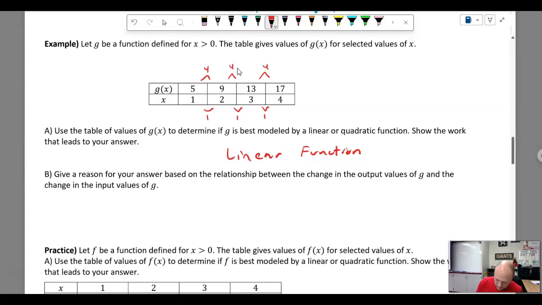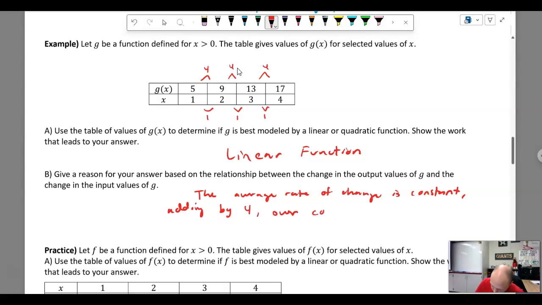Give a reason. Well, we can say the average rate of change is constant, adding by 4, over consecutive equal length input value intervals, which are adding by 1.